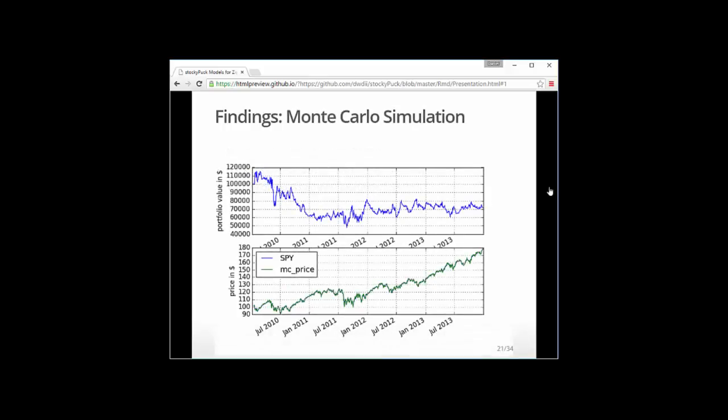This is an example of the Monte Carlo model through one of its tests. The Fourier transform had similar visuals. The top chart shows the change in portfolio value through the course of the test, and the bottom chart shows the actual and predicted prices, though it's difficult to see given the scale.